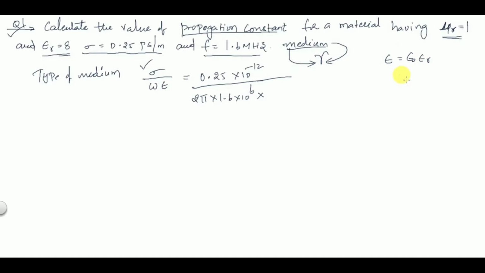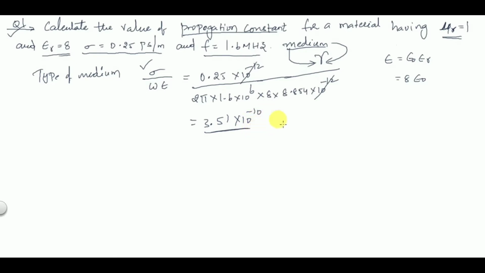Epsilon is equal to epsilon naught epsilon r. Epsilon r is 8, so it will be 8 epsilon naught, where epsilon naught value is 8.854 into 10 to the power of minus 12. If you calculate all these values, you will get around 3.51 into 10 to the power of minus 10. You just check it out in your calculator. So you'll get the answer like this, 3.51 into 10 to the power of minus 10.